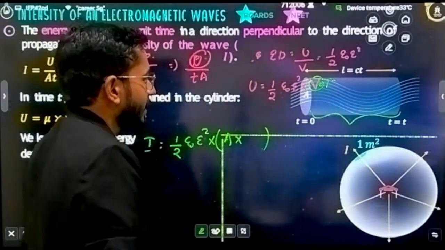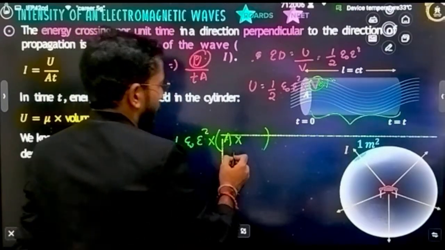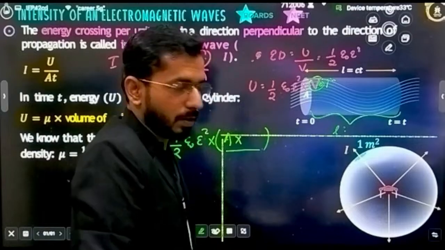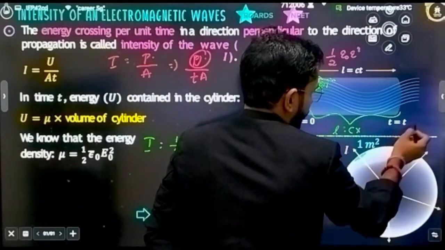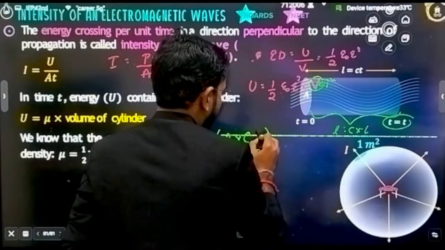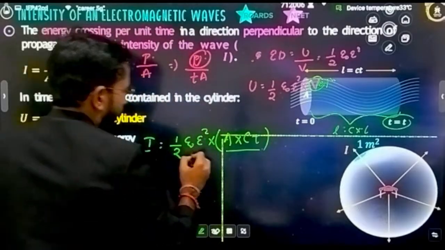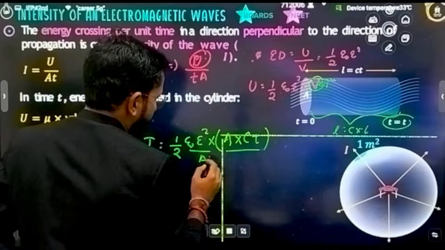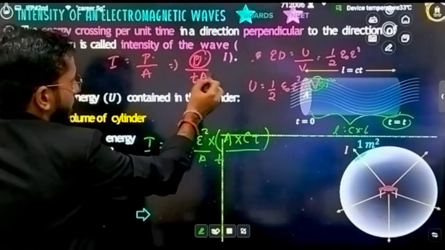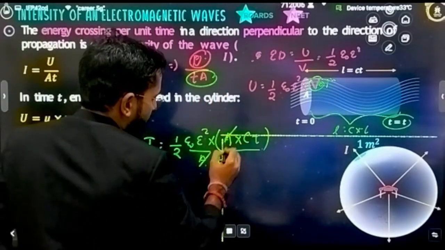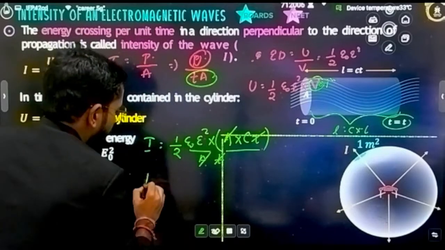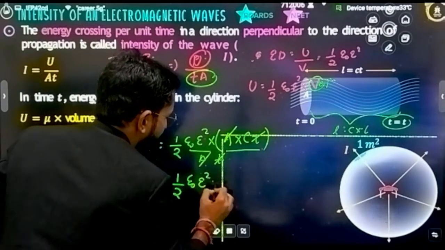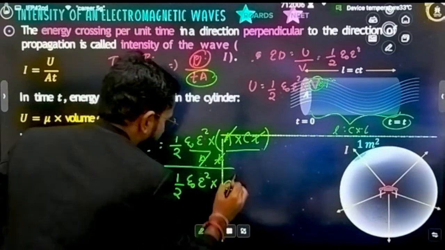You are most welcome. How will I write that volume? I will write this length as equal to what? What is the speed? Speed of light c into, let's suppose, time is given as t. So I will write c into t, and it is divided by what? Initially I have divided by area, and it is divided by t also, because that is the complete A into t. A will get cancelled, t will get cancelled. What is the intensity, students? You are going to get from here half epsilon naught E square into c.